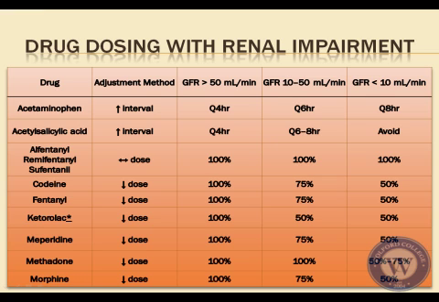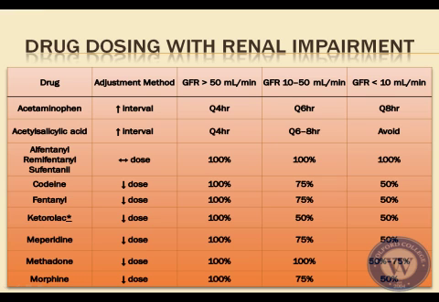So for things like acetaminophen, at normal GFRs you would see a Q4 hour treatment. By the time you get down to less than 10 milliliters per minute of GFR, you have to avoid acetaminophen completely, or increase it to a minimum of 8 hours dosing.